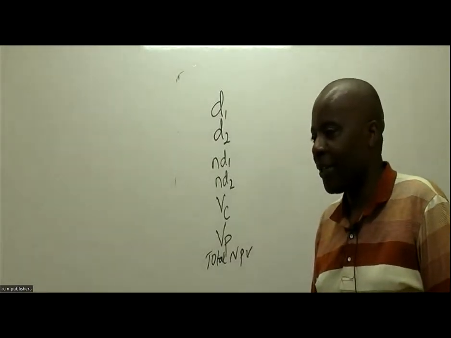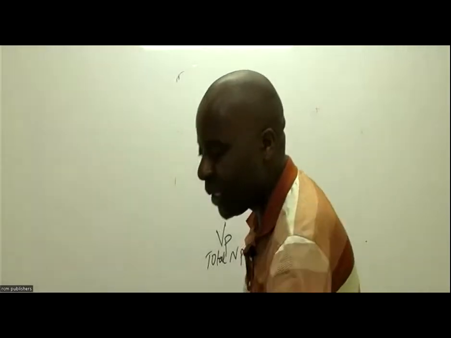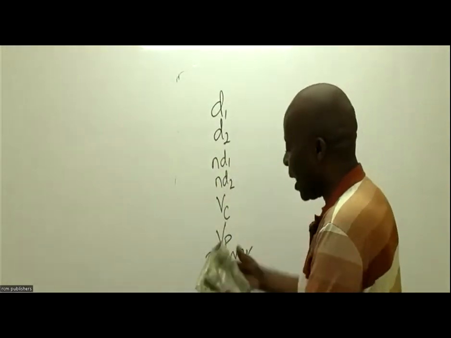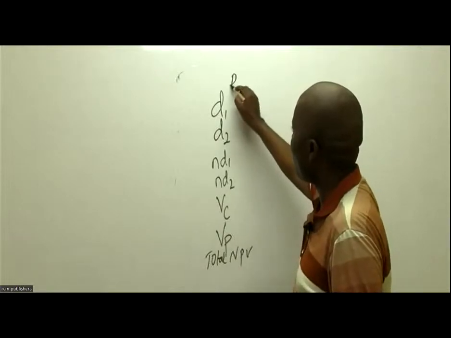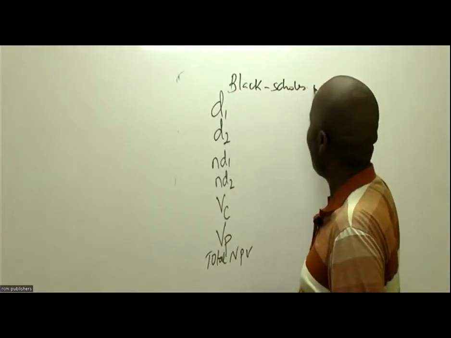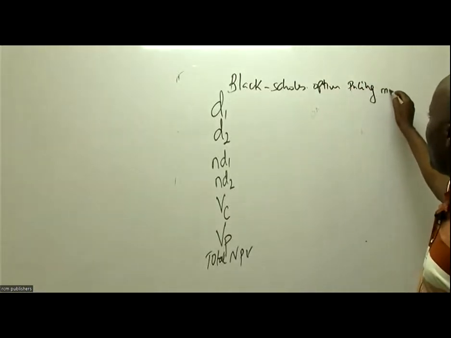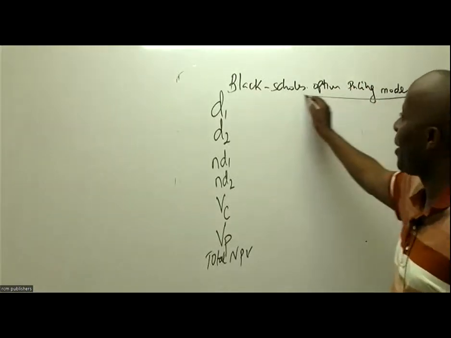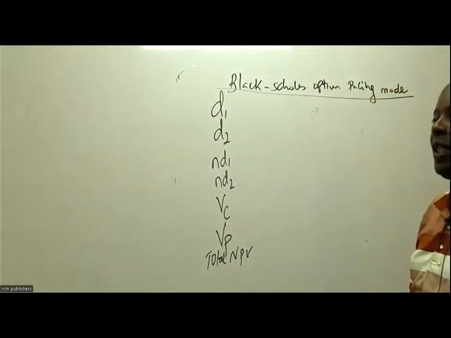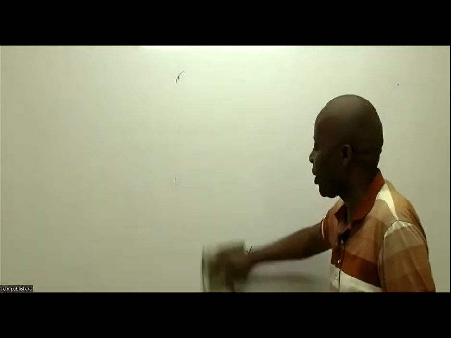Great. So we start right away with D1. Now, is there a student who is able to remind us the Black-Scholes option pricing model formula? Is there somebody who is able to remind us the formula for getting D1 without making reference to their notes?